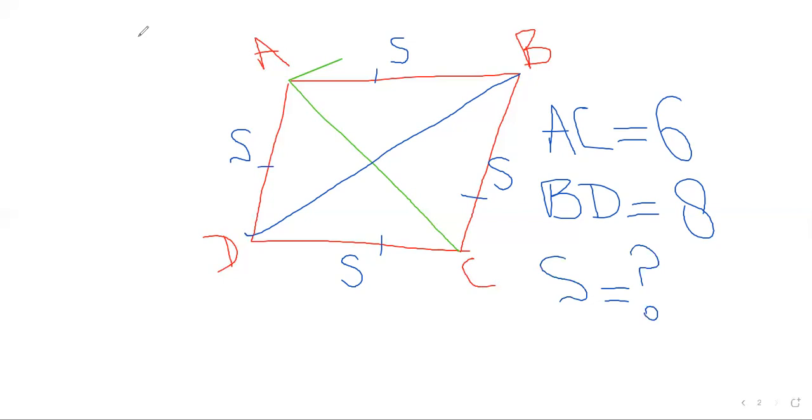I'm sure that each and everything is given. Once again, I'm reading the question: in the rhombus shown below, diagonal AC is equal to 6 and diagonal BD is equal to 8. What is the length of each of the four sides? So this is all about the question. The diagram is in front of you.